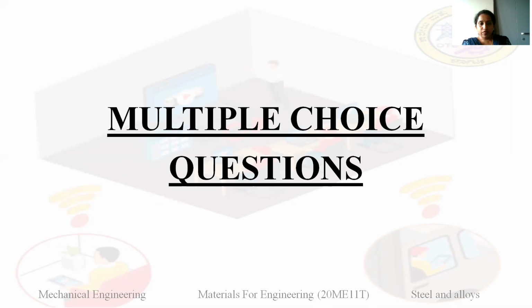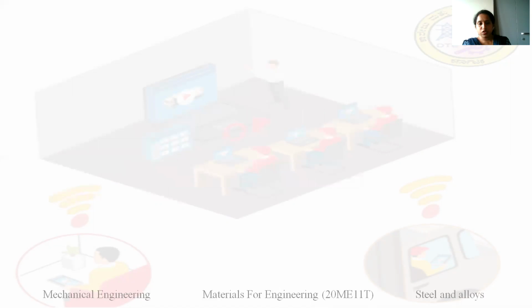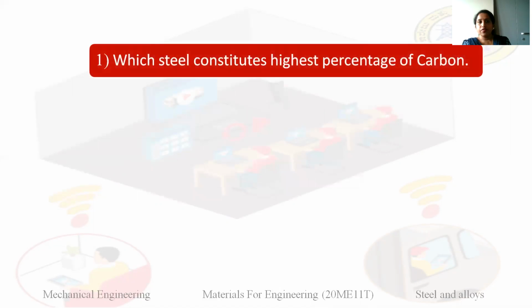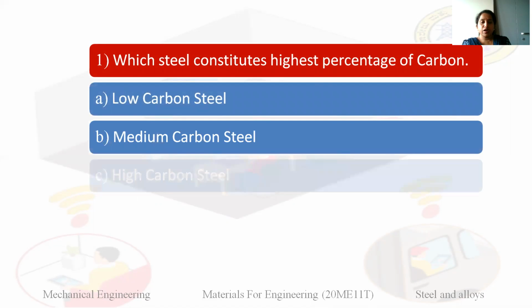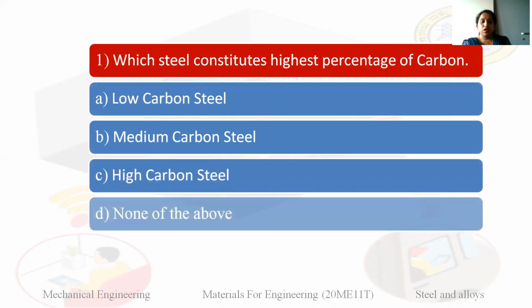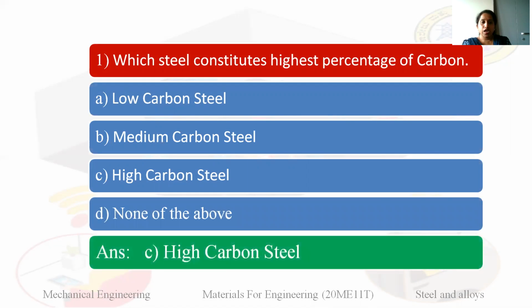So at the end of this session, we'll go through some multiple choice questions. By that we can evaluate ourselves. Which steel constitutes the highest percentage of carbon? Low carbon, medium carbon, high carbon, none of the above. Answer is high carbon steel.